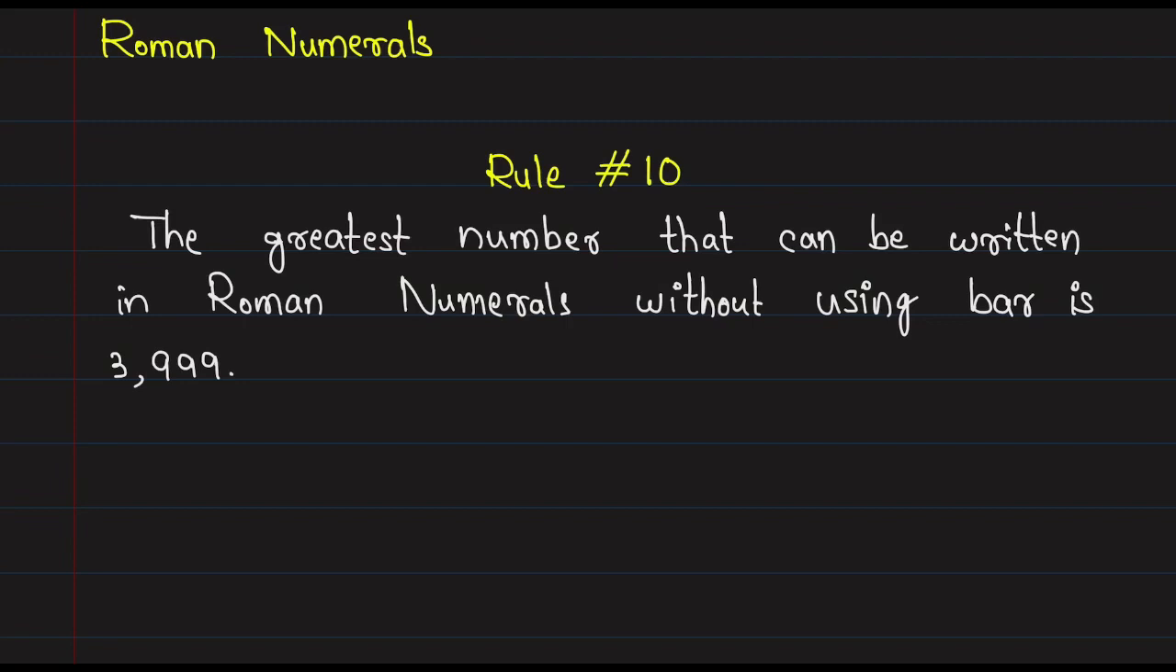The greatest number that can be written in Roman numerals without using a bar is 3999. So let us discuss how to write this number in Roman numerals. 3999. We can write 3000 as MMM, and we can write 900 as CM. We can write 90 as XC, and we can write 9 as IX. This is the greatest number that can be written without using the bar. If you want to write any greater number than this, then we must use a bar.